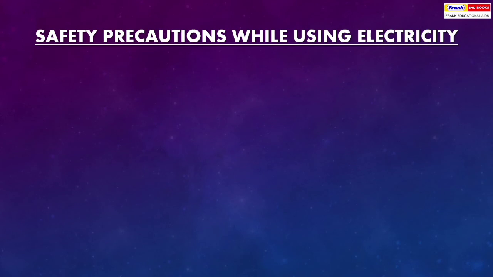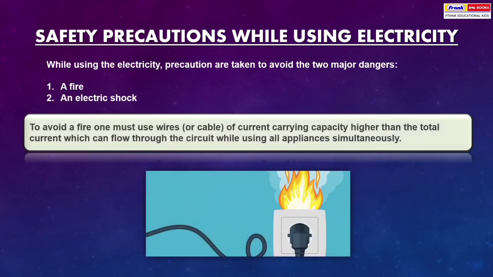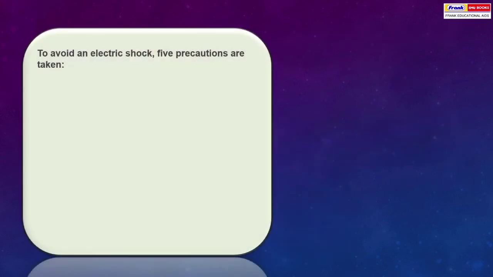Safety precautions while using electricity. While using electricity, precautions are taken to avoid the 2 major dangers: a fire and electric shock. To avoid a fire, one must use wires or cable of current carrying capacity higher than the total current which can flow through the circuit while using the appliances simultaneously. To avoid an electric shock, 5 precautions are taken.